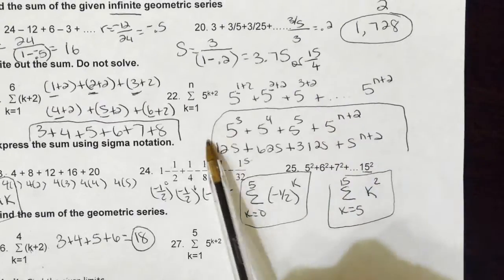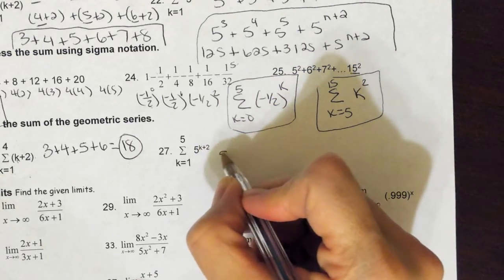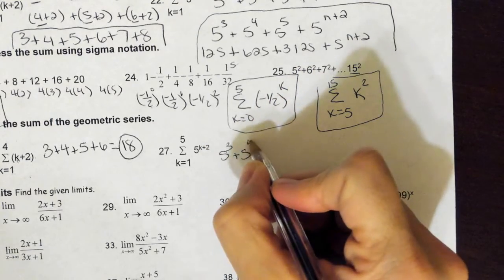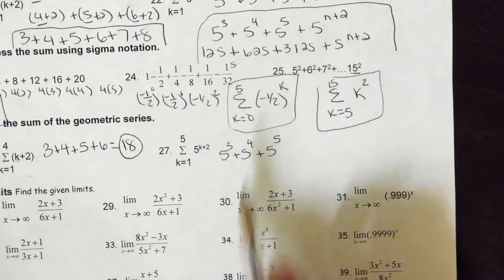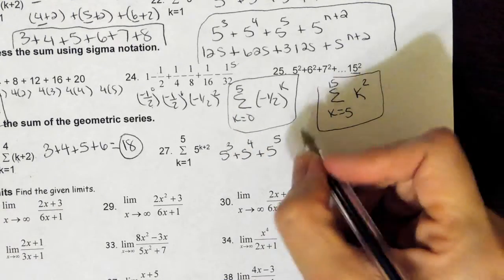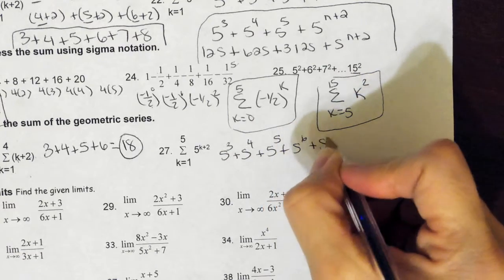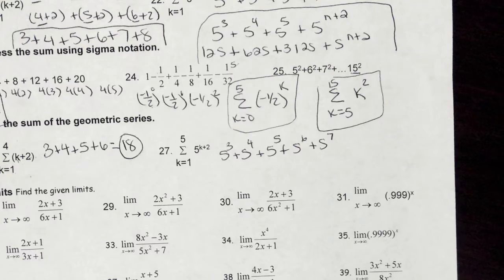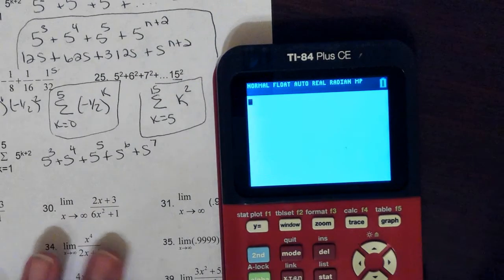So we're going to have 5 to the 1 plus 2, so 5 to the 3rd, plus, if I plug in 2, 5 to the 4th, if I plug in 3, 5 to the 5th, so that's plugging in 1, 2, 3, plus 5 to the 6th, plus 5 to the 7th. Okay, and I'm going to make my life easy. I'm just going to type these right in my calculator. I'm not even going to try to evaluate them any other way.